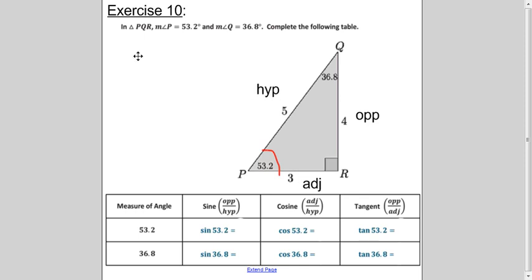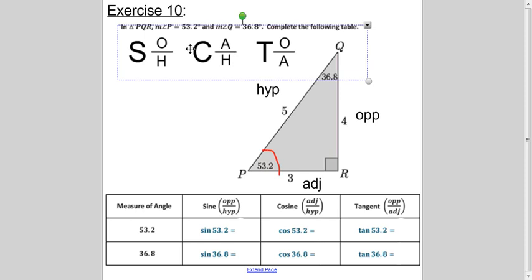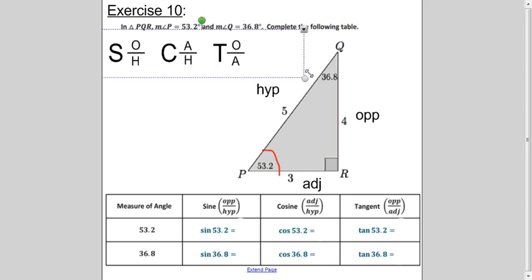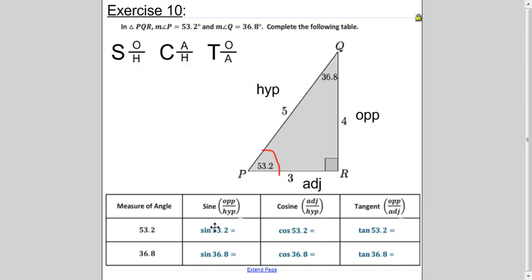And let's put down our little reminder, SOHCAHTOA. It's going to help us out. So let's see, sine is opposite over hypotenuse. In this case, that would be 4 divided by 5. For the cosine, adjacent over hypotenuse, that's 3 divided by 5. And tangent, 4 divided by 3.